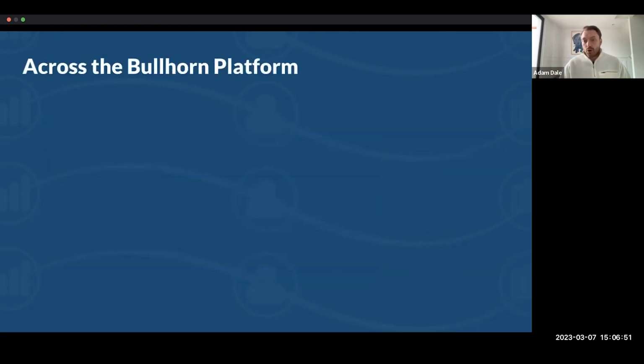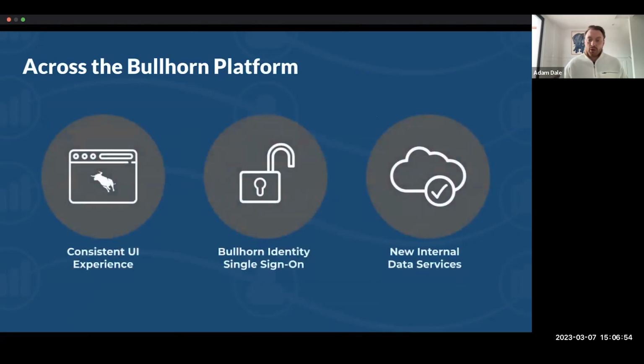So what are the steps we're taking to create this Bullhorn platform? You may have seen some of them already. We're looking for a consistent UI experience. We're launching Bullhorn single sign-on, but the main one here is a new internal data service, which means that these products are now straight behind the firewall within the Bullhorn platform. So we have data access available, which is more than we ever had previously when both Cube and ourselves were marketplace partners. It allows us to do loads of exciting stuff that we weren't able to do pre the acquisitions.